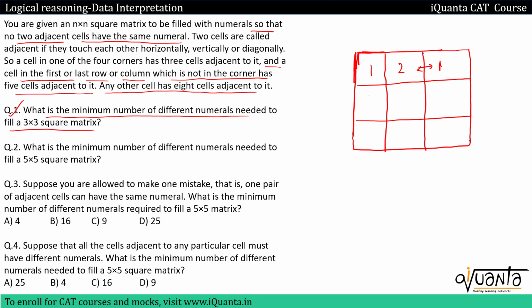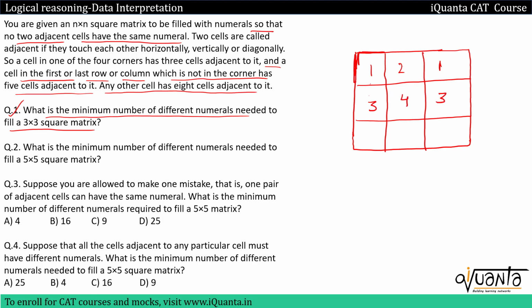Then what should I fill in the second row? I cannot fill 1, I cannot fill 2, because if I fill 1 then these two will have same number. If I fill 2 then these two will have same number. So instead of that I'll fill a new numeral over here, 3. Now if we talk about the center cell, I cannot fill 1 over here because diagonally 2 will be same. I cannot fill 2 over here because then these two will be same. I cannot fill 3 because then these two will be the same. So I'll fill a new numeral over here which will be 4. So I'll put 4 over here.